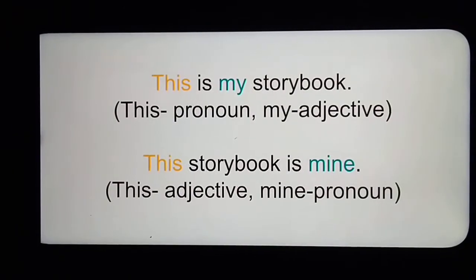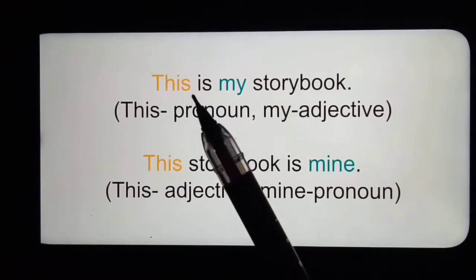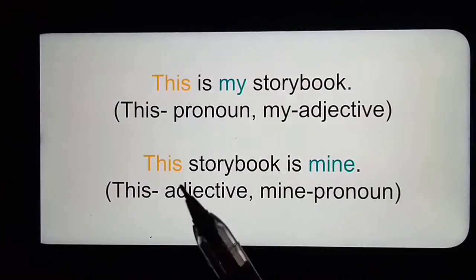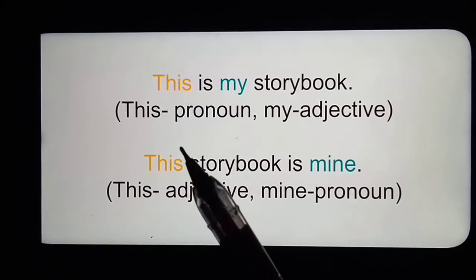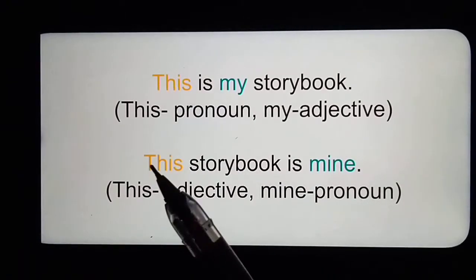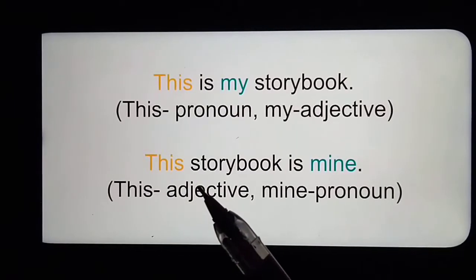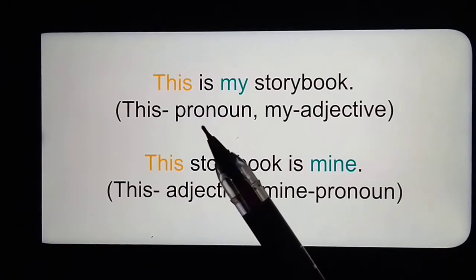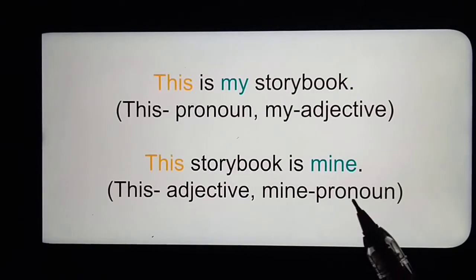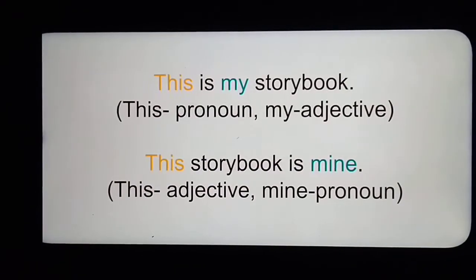See this one. This is my storybook. Now this word, this, is not followed by any noun. So here this word is a pronoun, while this storybook is mine. Now here this is followed by a noun. Storybook is what? It is a noun. So it is followed by a noun. In this case, it is acting as an adjective, while here it is a pronoun. My is an adjective, mine is a pronoun. See, my, the word is followed by a noun. So you can easily find out the difference.